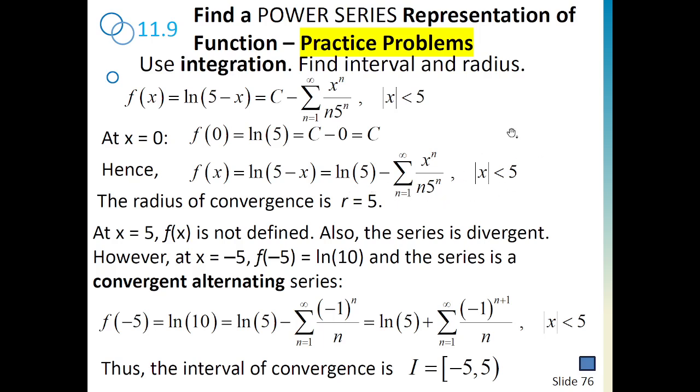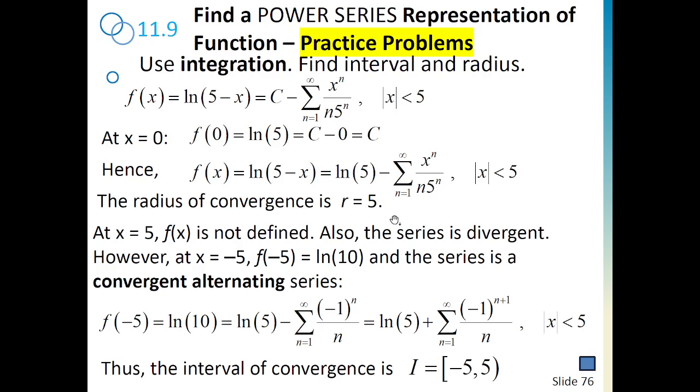So my function ln(5 minus x) is equal to ln 5 minus my series. And the interval is here. Now, let's see what's happening at the endpoints. Maybe one of them or both are included or not. So the first thing is to realize what's happening at x equal 5. At x equal 5, I have ln 0, so that's not defined. Therefore, at x equal 5, the function is not defined, so the equality cannot hold. Okay, fine. So x equal 5 is not in the interval.